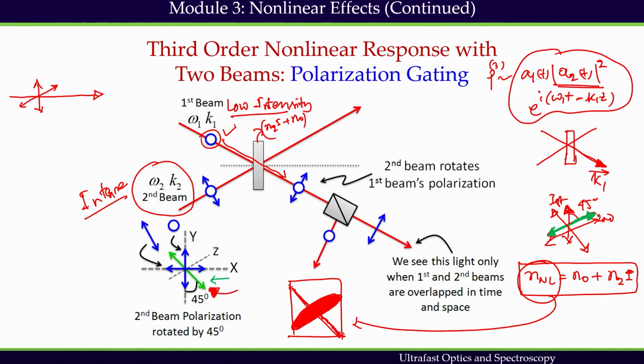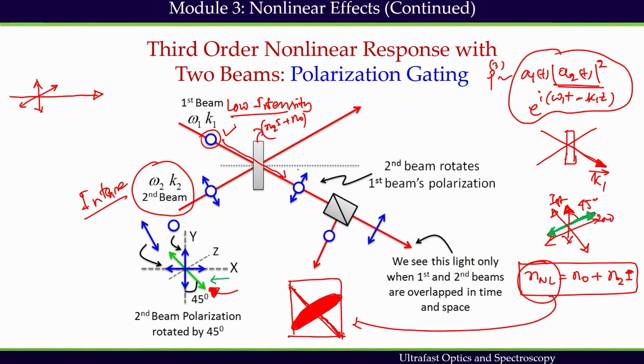Thus the medium acts as a wave plate. We know that a wave plate can rotate the polarization. So the medium acts like a wave plate when these two pulses are interacting with each other, due to the strong field created in the medium by the second beam. And with sufficient intensity of the second beam and with an optimum medium length, a full 90-degree rotation of the polarization of the first beam can occur.